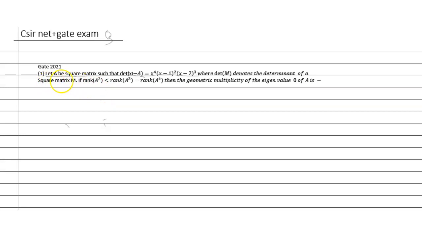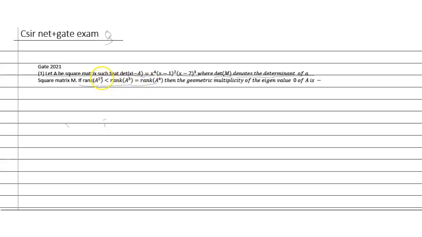Now let A be a square matrix such that det(xI - A) is equal to x to the power 4 (x - 1) whole square (x - 2) whole cube, where det(M) denotes the determinant of a square matrix M. So friends, here in the question it is wrong that rank of A square is greater than rank of A cube, equals rank of A to the power 4.